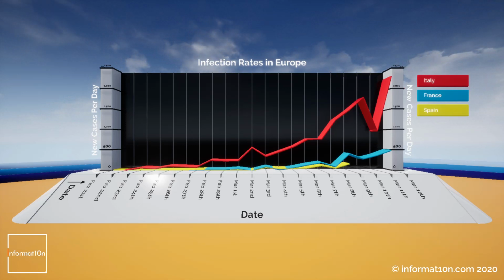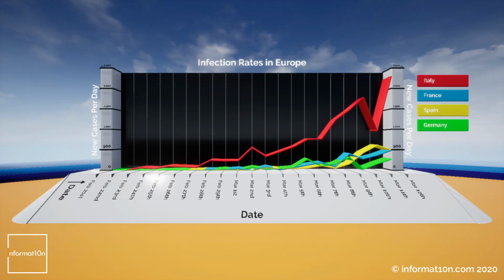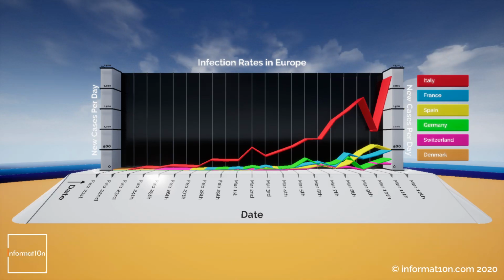So we've got Italy, France, Spain, Germany. Germany doesn't seem to have the same gradual upwards trend, but it's very difficult to tell from this kind of data because it fluctuates so much on a daily basis.